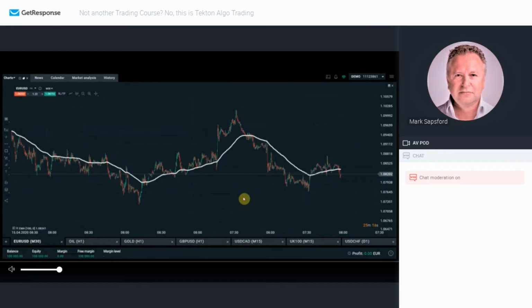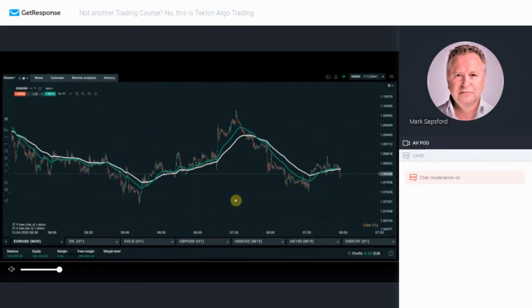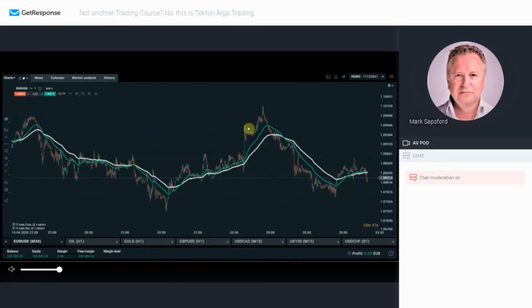Simple as that. Now I can add another one, and the reason I'm adding another one is to get some clarity, to get some comparison. So I add this, for example, and I'm now going to add, say for example, a 50. So I'm adding a faster moving average. I'll colour that bright green, and now we can see we've got a faster moving average.